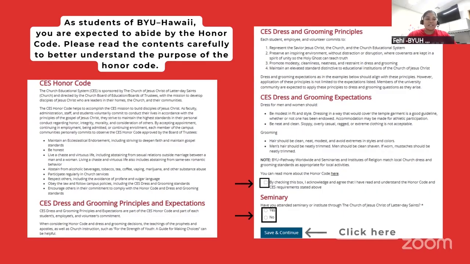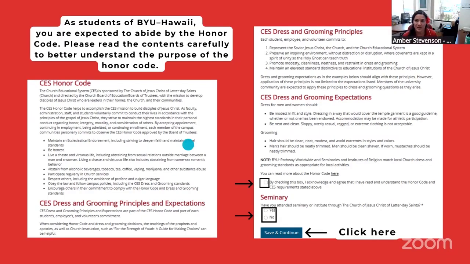As you read through all of them, you mark the boxes first, acknowledging and agreeing that you're able to abide by and live according to these standards. And then in the seminary section, you mark whether you attended seminary or institute, either a yes or a no. And then you click save and continue.